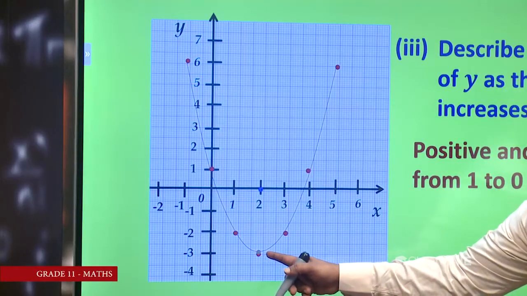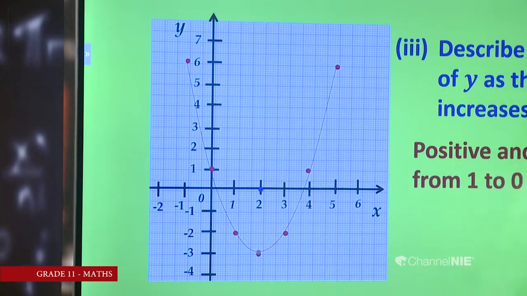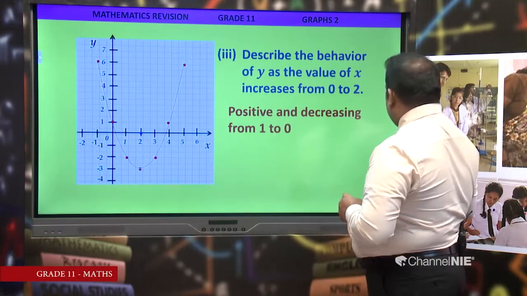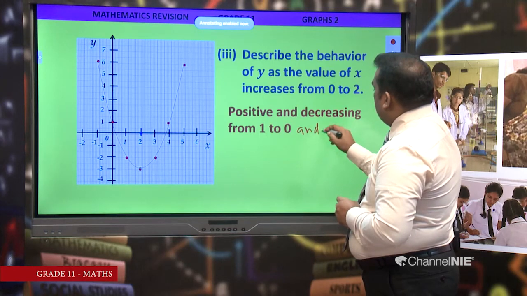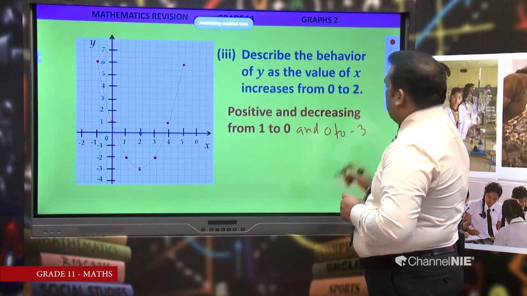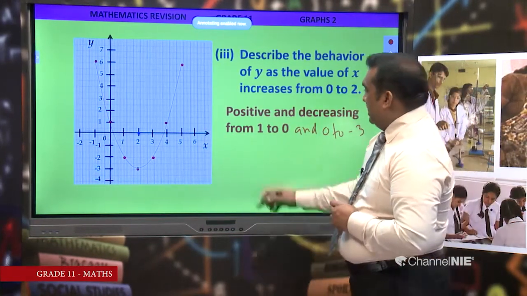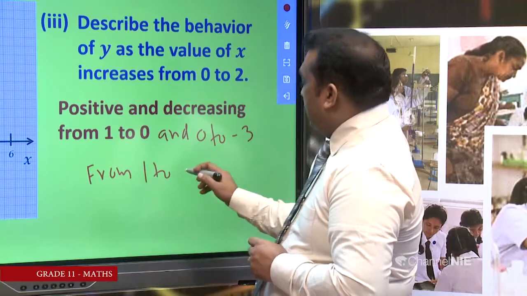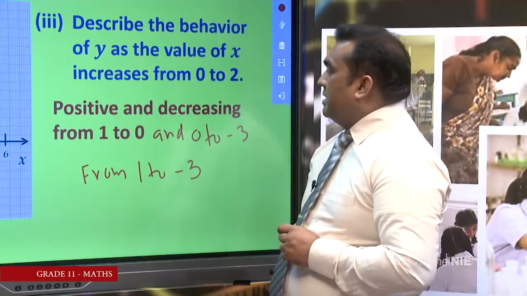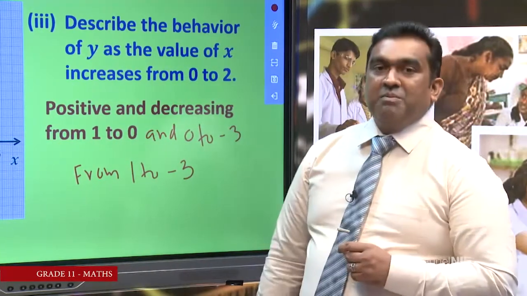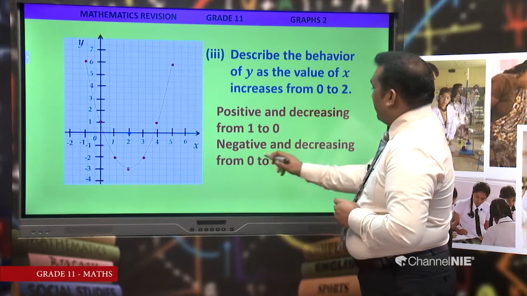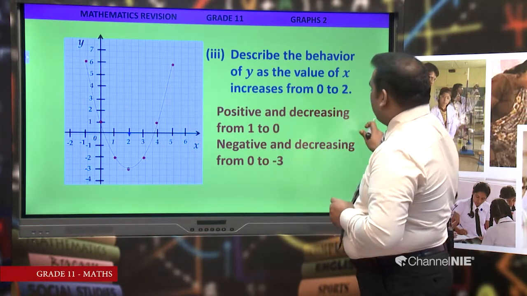This is our lowest point. Therefore, from 1 to minus 3 should be there. Therefore, 1 to 0 and 0 to minus 3. Right? Finally, from 1 to minus 3. Positive and decreasing from 1 to minus 3. That is the behavior of the curve. Right. Negative and decreasing from 0 to minus 3.